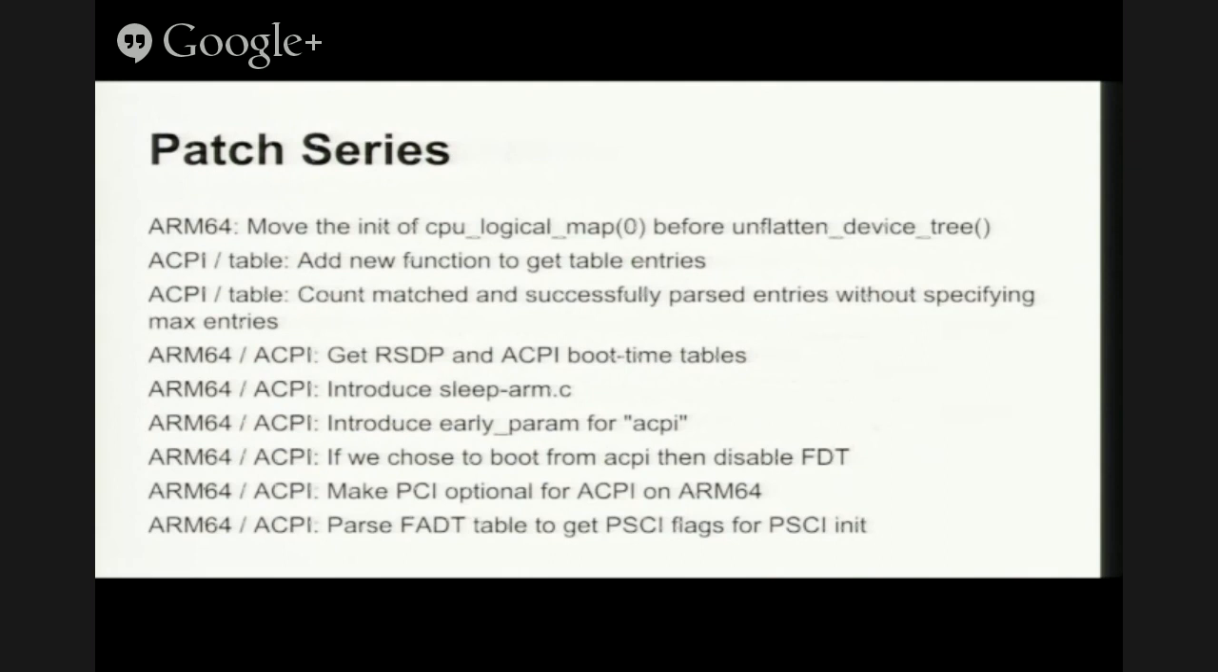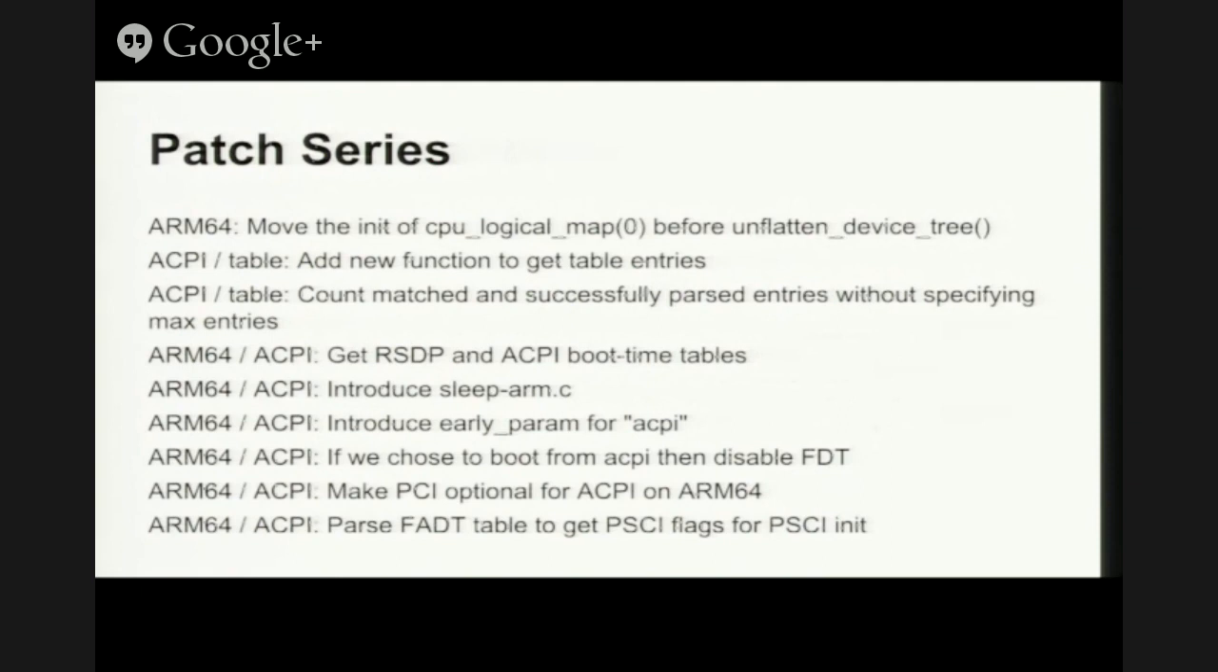So the first one is that the CPU logic map will be used as the mapping of the CPU hardware ID, the MPIDR, which is needed by the ACPI. So we move that initialization before the unflatten device tree. The following one, the second and the third one, is that we just do some updates for the ACPI core, for parsing the MADT tables.